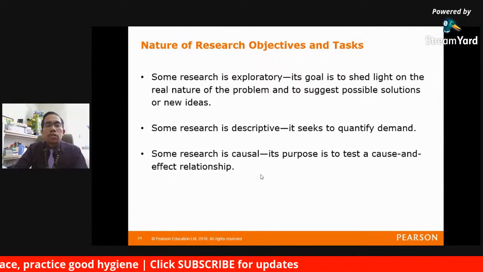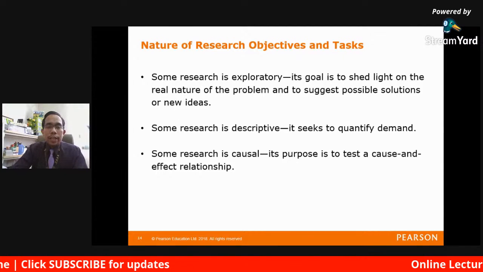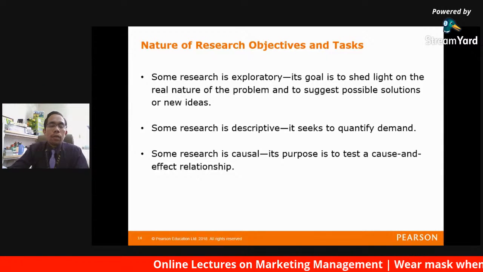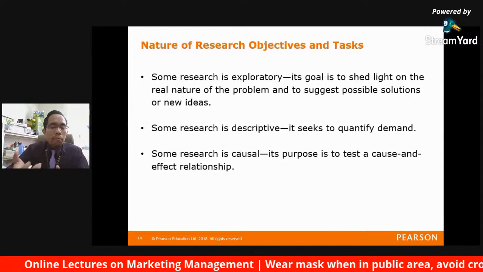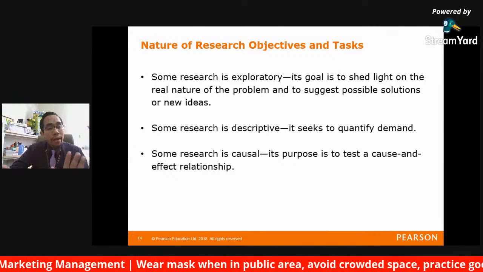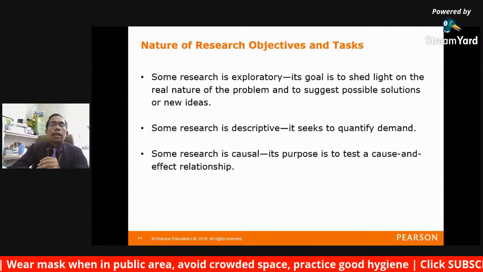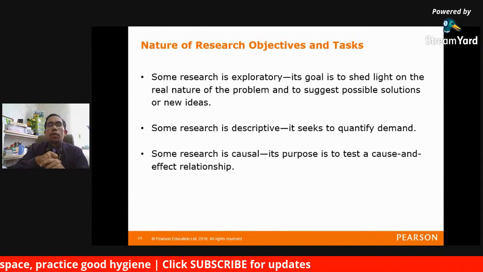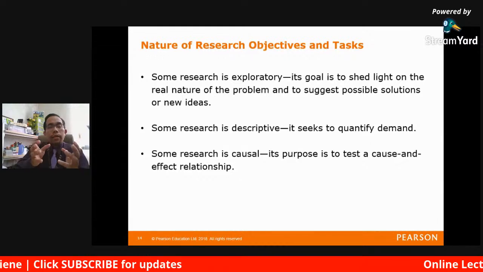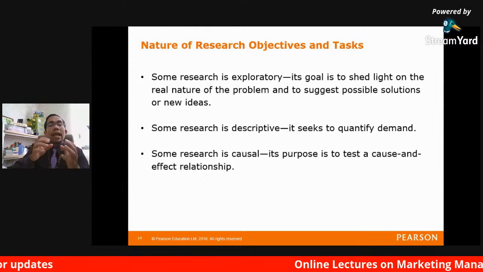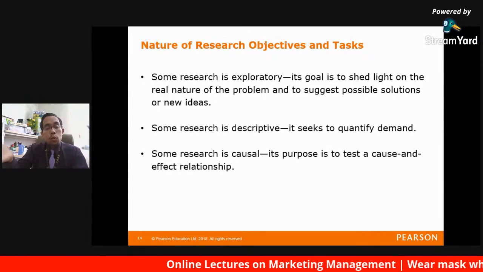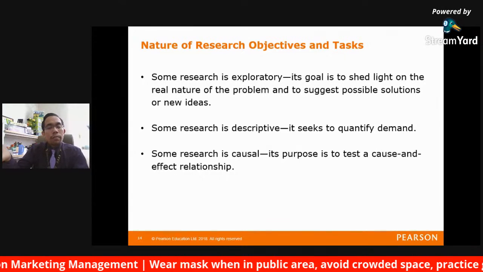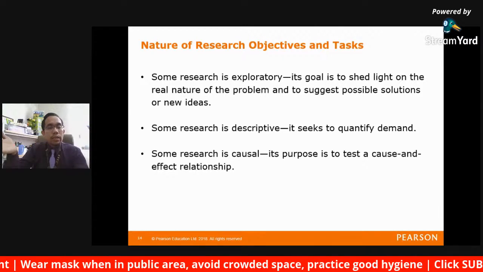Nature of research objective: some research is exploratory, some descriptive, and some causal. What is the purpose of exploratory? Basically you don't have an idea, it's totally new for you, or the product or offering is totally new. You want to explore and get the idea, which later can help the business define specifically the matters that you want to discuss.